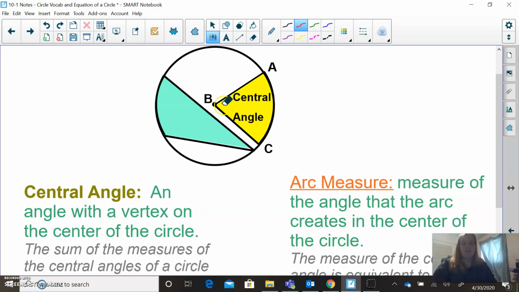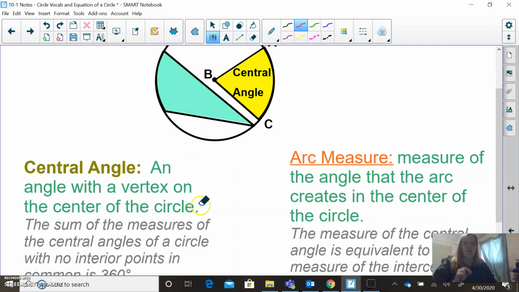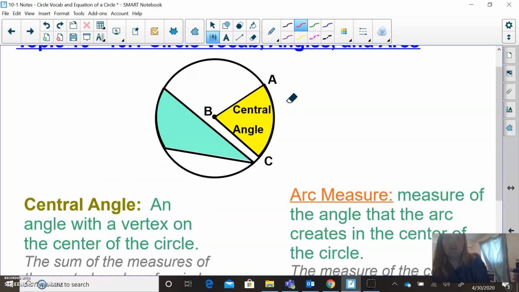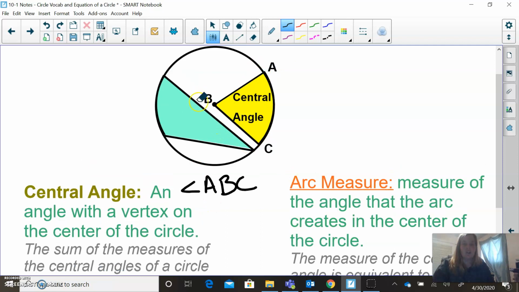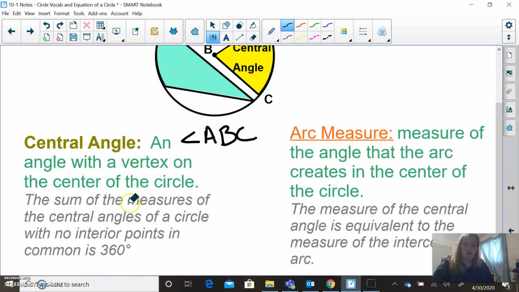So, a central angle has its vertex in the center of the circle. So, our central angle here is angle ABC. That would be our central angle. It has the vertex in the center. The sum of the measures of the central angles of a circle with no interior points is 360 degrees. Okay, so if you were to take all the central angles and add them together, you would get the full circle. You would get the 360 degrees.